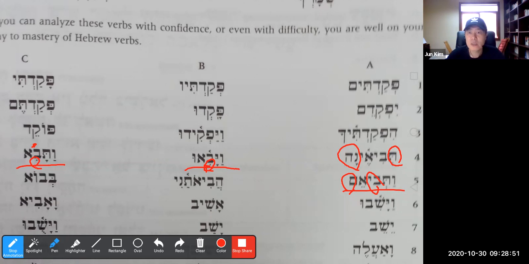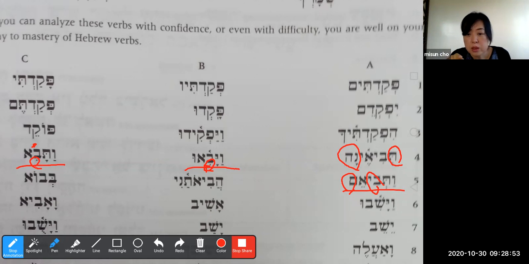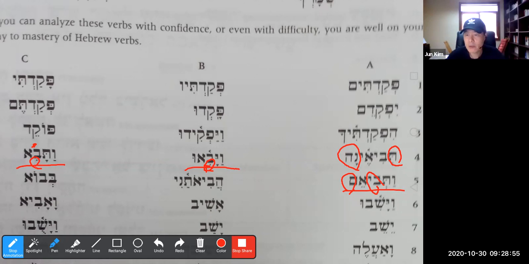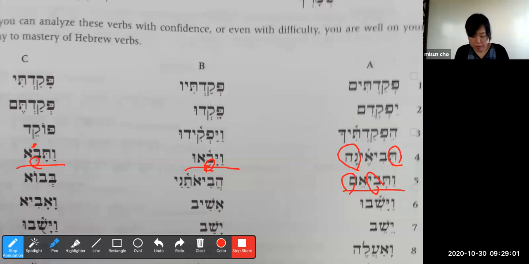Anyone else? So A4. Okay, so A4. A4 is Pual stem? No, that's Hebrew stem. Ah, Hebrew stem. Yeah, because of hireq yod.